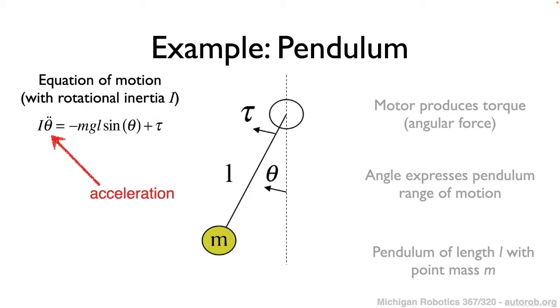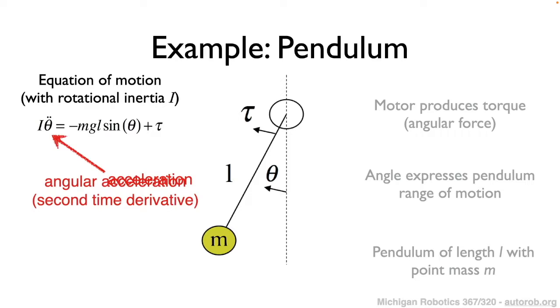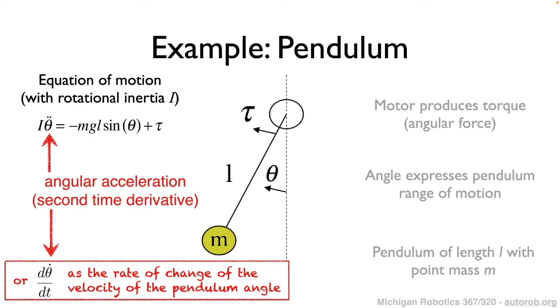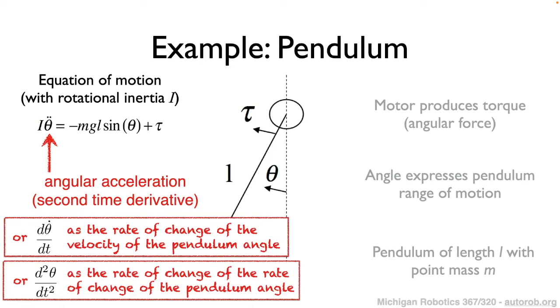If we look at this acceleration term, just to point out, this is the angular acceleration. You can think of this as being the second time derivative of the angle of the pendulum. Alternatively, we could say that this is the rate of change of the velocity of the pendulum angle, or the rate of change of the rate of change of the pendulum angle. And so these forms are equivalent.